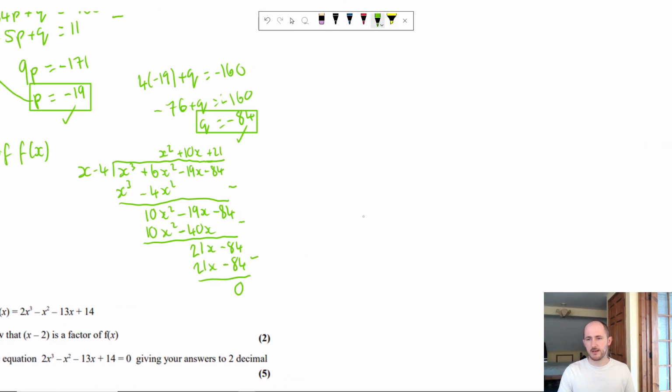So now we know that f of x is just equal to x minus 4, and then we have x squared plus 10x plus 21. So we're looking for two numbers that times to 21, add to 10. They're all positive, which means both the numbers are positive, and I'm thinking 7 and 3. So x minus 4, x plus 7, x plus 3.